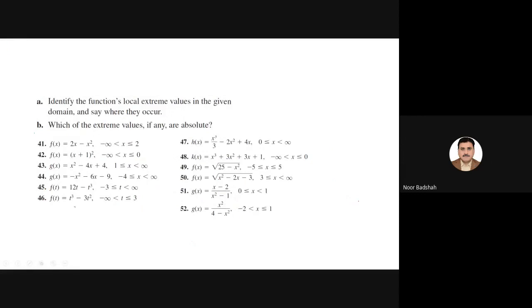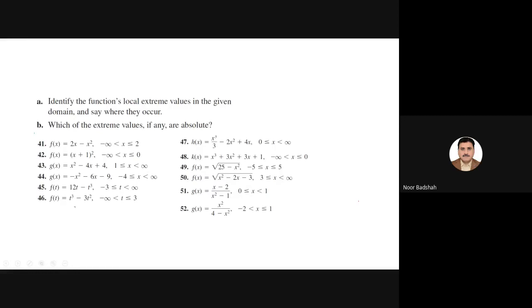The same thing in questions 41 to 52. You see, you are given intervals. So in 41, we have the same thing what we had in this case. अब यहाँ पर domain की बात नहीं हो रही, यहाँ पर आपको already interval दिए हुए हैं, right? So you identify the function's local extreme values in the given domain, and which of them are absolutes. So you will do exactly the same as what I have explained here.